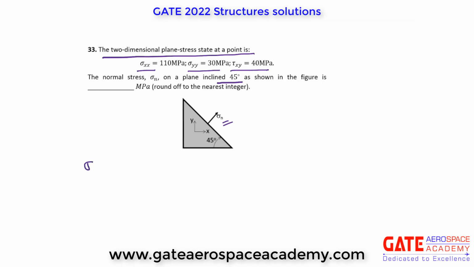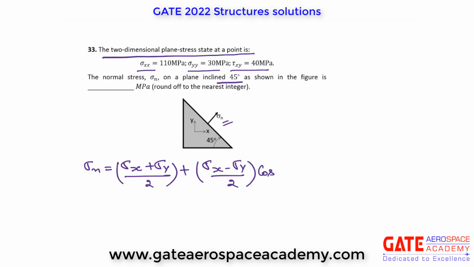What is that formula? Sigma n is equal to (sigma x plus sigma y) by 2 plus (sigma x minus sigma y) by 2 cos 2 theta plus tau xy sin 2 theta. Correct? But in this formula, the angle is taken from the vertical plane. This angle. So this is also 45 only. So let's substitute the values.